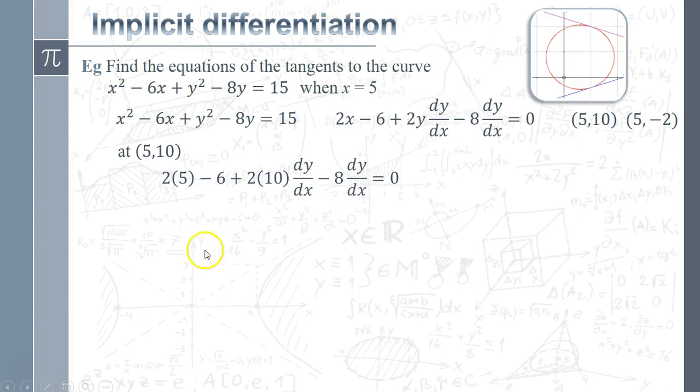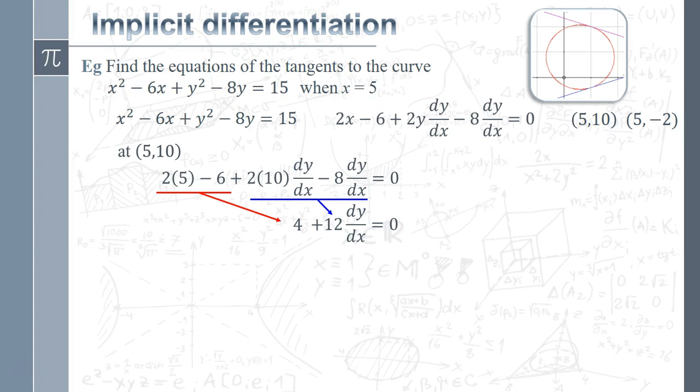So there it is. I've put the x value in there, and there's our y value going in there. What I'm going to do now is just a bit of tidying up. So I've got 2 times 5 minus 6, so that bit there has a value of 4. And here I've got 20 lots of dy dx, and I'm taking off 8 lots of dy dx, so I've got plus 12 dy dx, plus 4 equals 0.